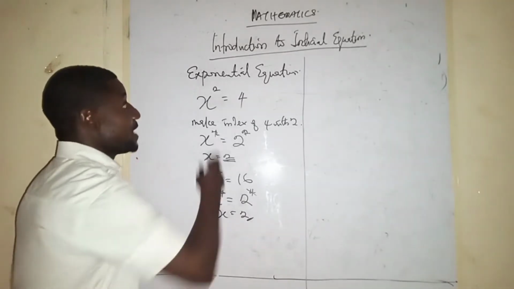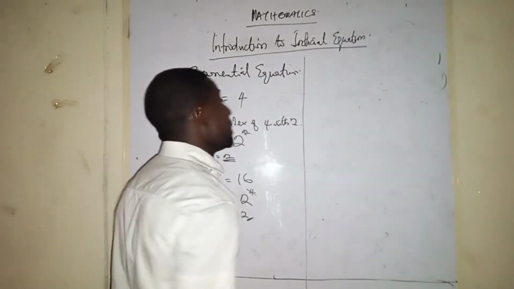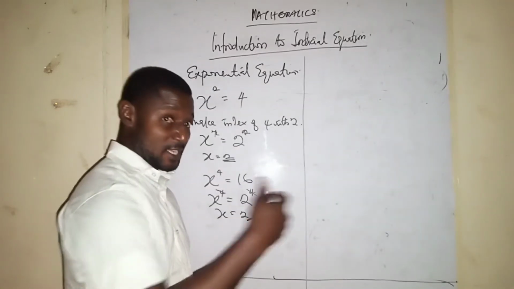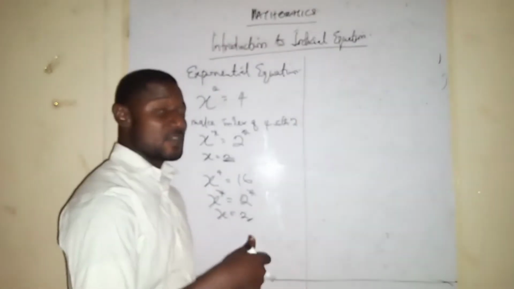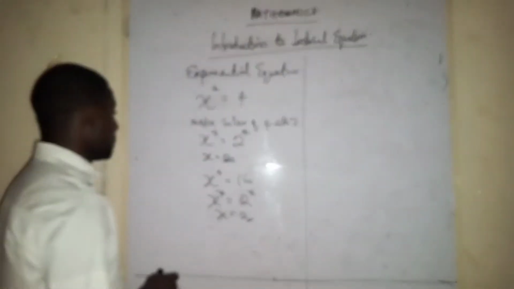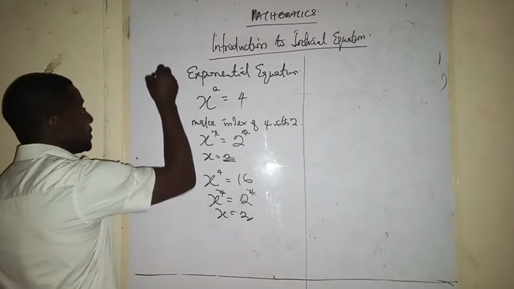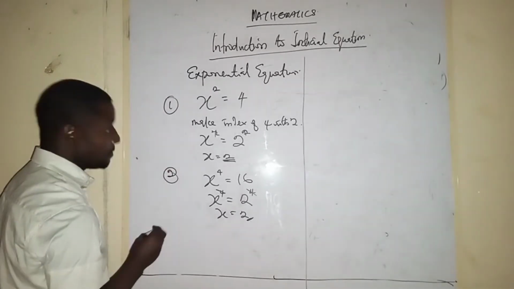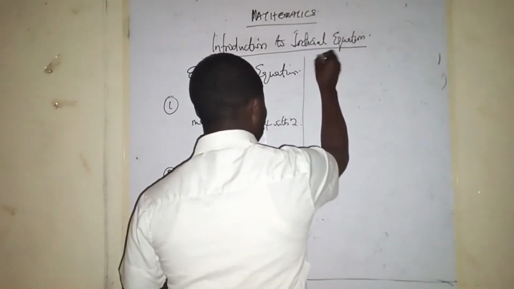These are simple indicial equations. Like I said, we are introducing indicial equations. After we finish this class, in the next class, I'll be taking further examples on indicial equations. Now, this is example 1. This is example 2. Let me take example 3.